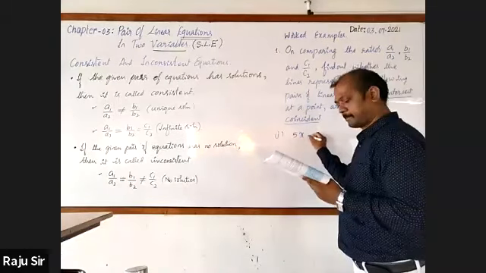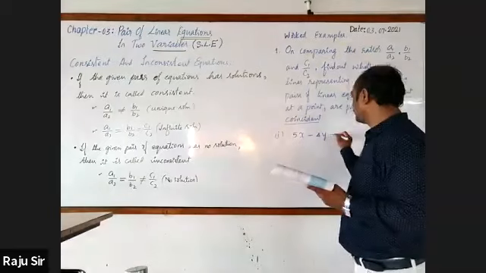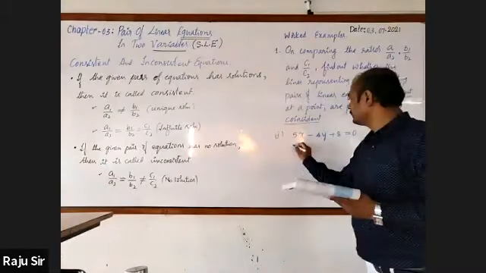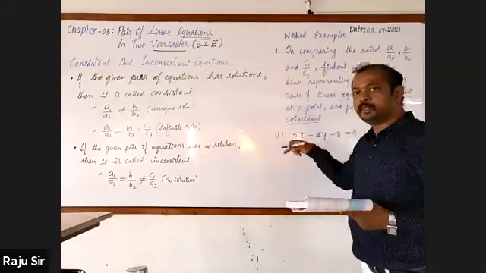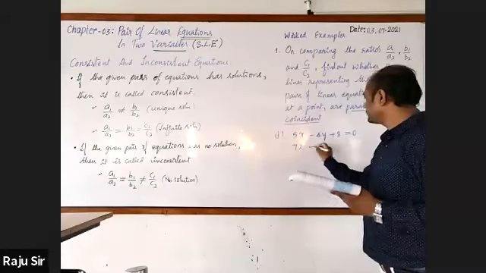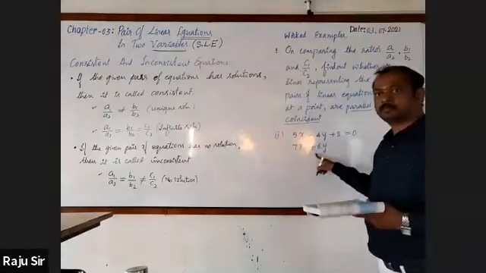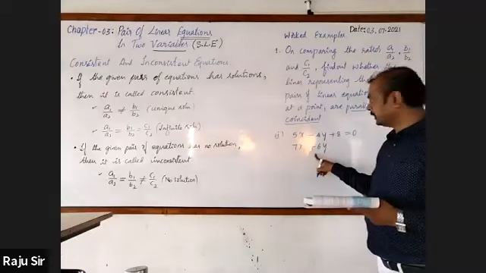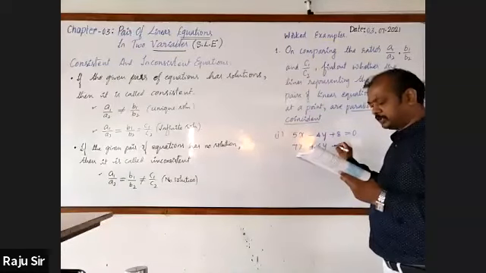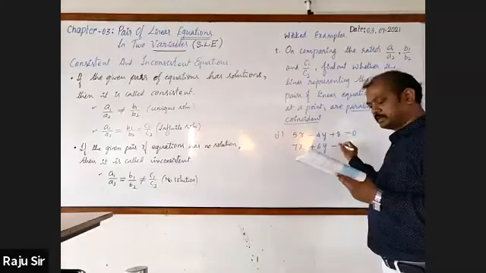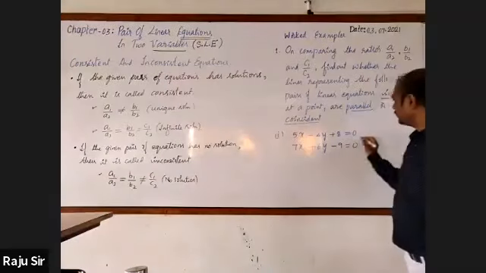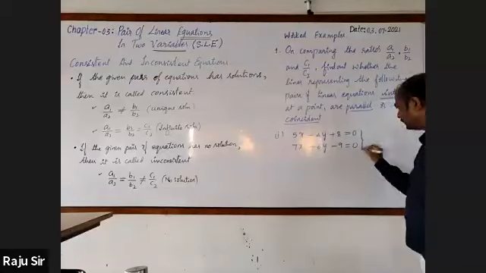5x minus 4y plus 8 equal to 0. 7x plus 6y minus 9 is equal to 0. Intersecting at one point. Very good, very good. These two equations are taken together.